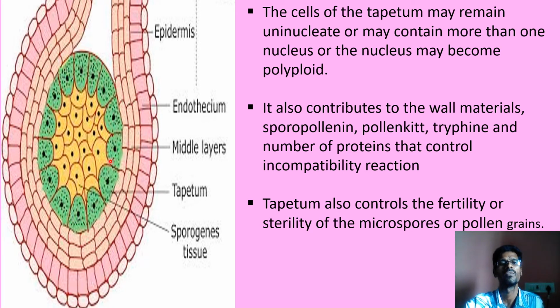Sometimes they have a single nucleus, forming the uninucleate condition. Sometimes they may have multinucleate conditions, or more than one nucleus, and they may also become polyploid in nature. The tapetum also contains certain chemicals known as wall materials: sporopollenin, pollen kit, tryphine, and a number of proteins that control the incompatibility reactions. The tapetum also controls the fertility as well as sterility of the microspores of the pollen grain. So this is very important. Depending upon the nature of the tapetum, the pollen grains become either fertile or sterile.